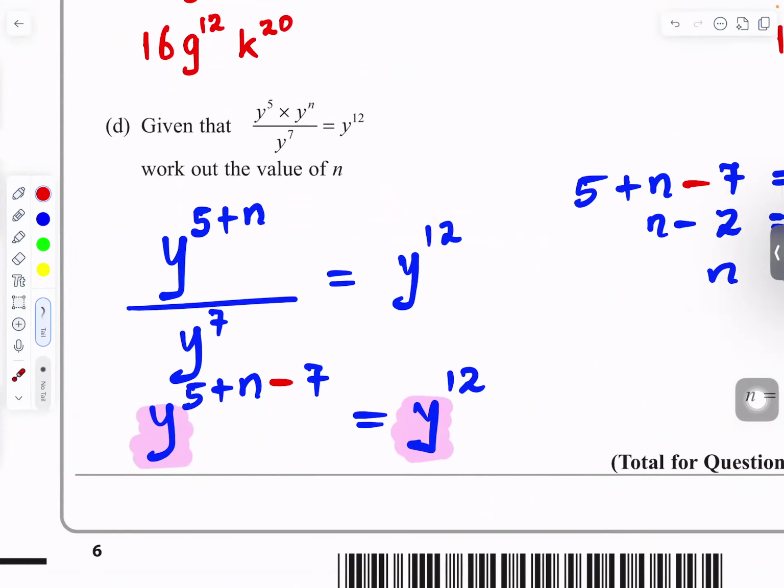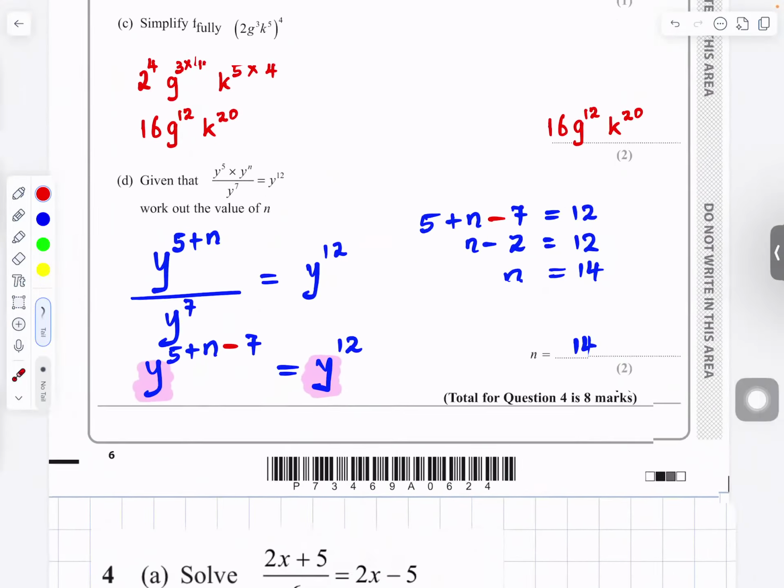The next rule, when you divide, you subtract. So 5 plus n minus 7. When you divide, you subtract the powers. 5 plus n minus 7, and that is equal to y to the 12.